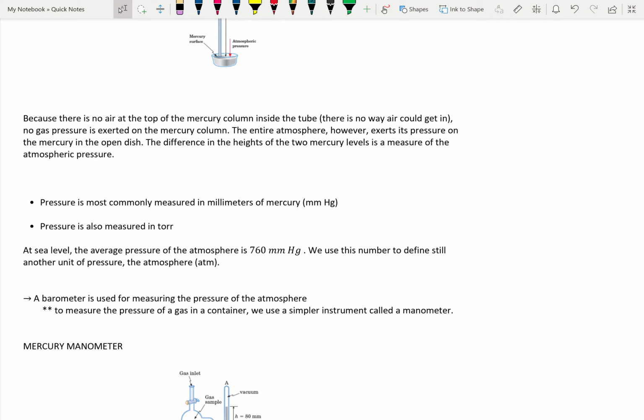Pressure is measured in millimeters of mercury, and it's also measured in torr. At sea level, the atmospheric pressure is 760 millimeters of mercury.